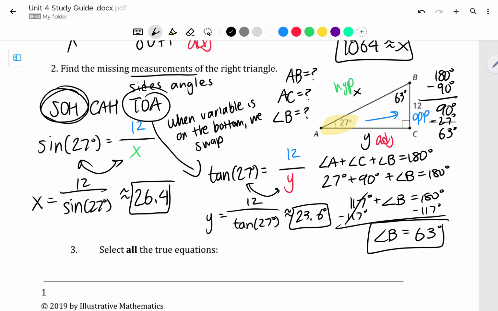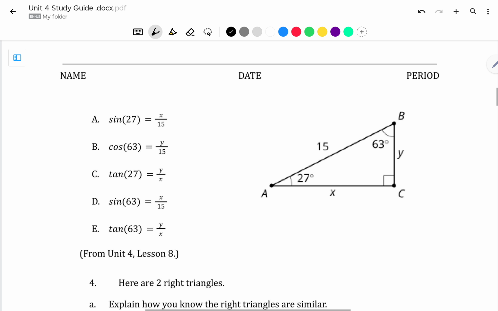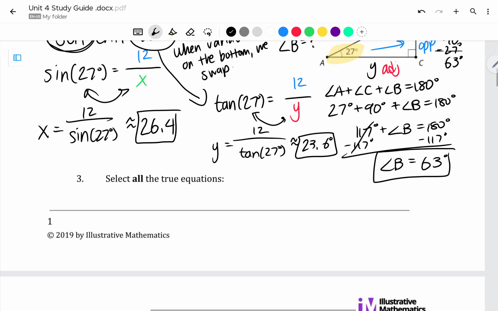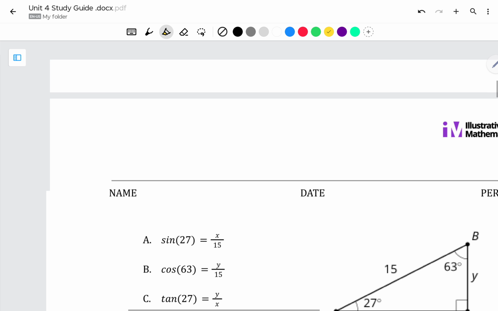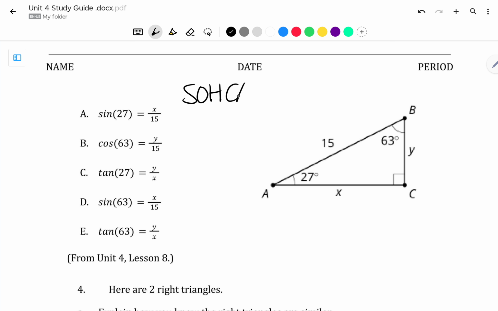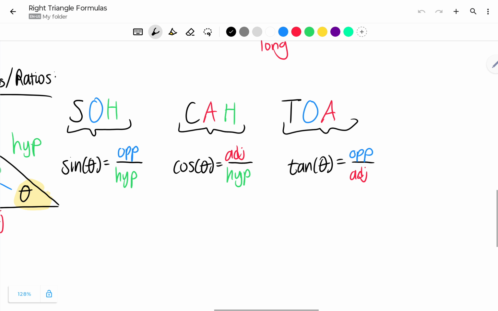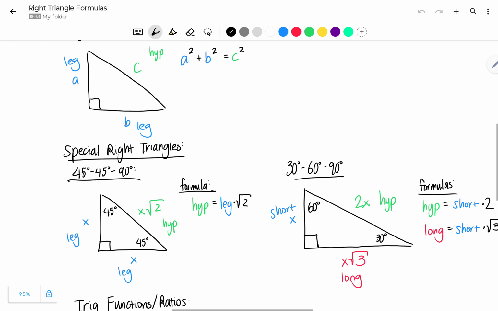I'm going to keep going. Sorry, the PDF version kind of cut off right here, but your packet shouldn't cut off. Your packet is printed out correctly. So it says select all the true equations. Let's look at what we have here, and I'm just going to go through them one at a time. Sine of 27 again. SOHCAHTOA. If you're not understanding the formulas, I'll post this on Schoology so you could look at this while watching this video or something.